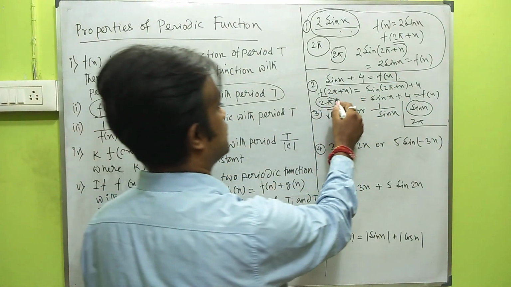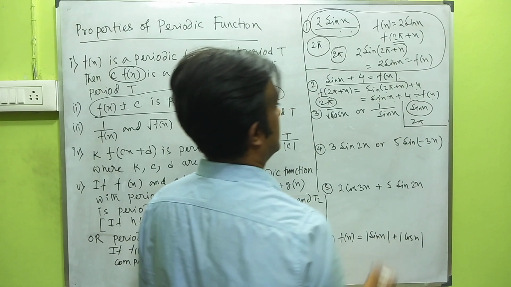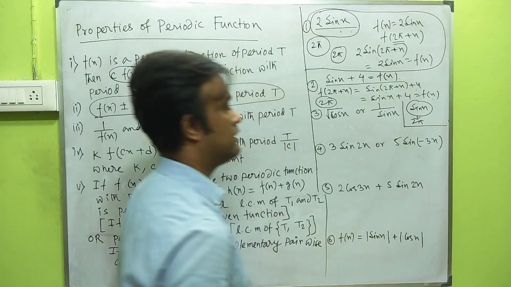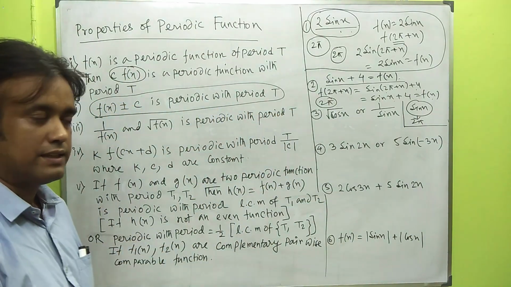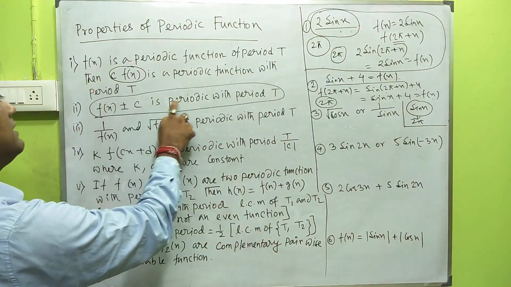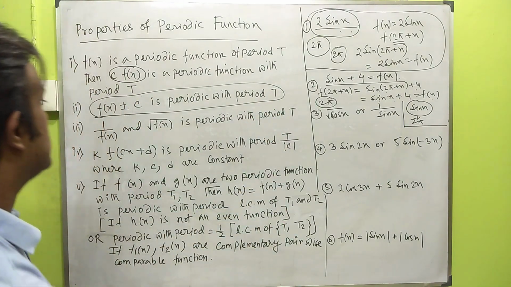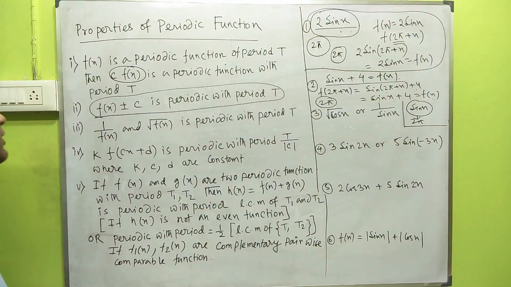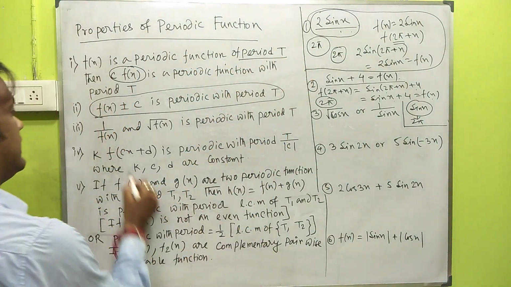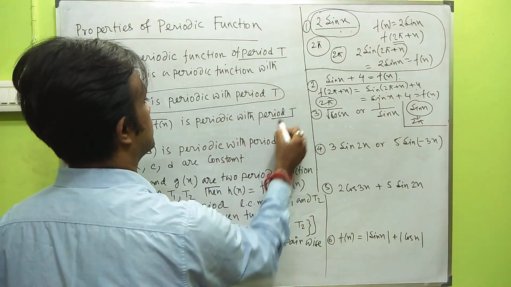So f of 2 pi plus x, sin of 2 pi plus x, that is sin x plus 4, which will be f of x, and the period of sin x is also 2 pi. So here we see that if a function f of x has period t, then f of x plus or minus c is also a function with period t. Now going to the third portion, if f of x is a function of period t, then 1 by f of x and root over f of x are also periodic functions with period t.